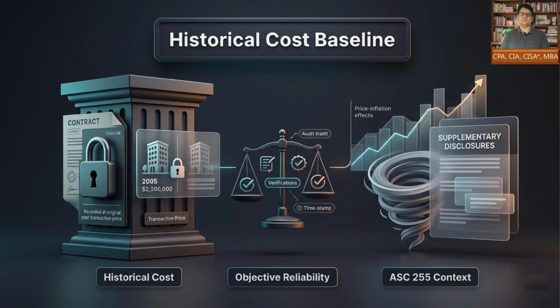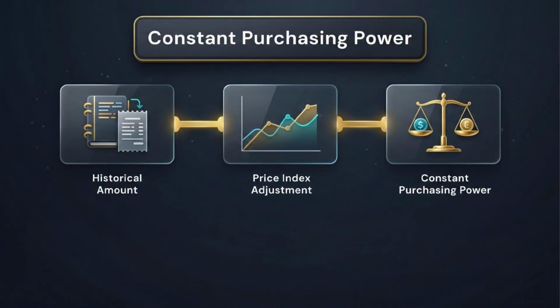Constant purchasing power solves a different problem. It says that dollars from different periods may not have the same buying strength. So, amounts can be restated using a price index, commonly the consumer price index for all urban consumers, to express them in units with the same purchasing power. This does not rewrite the original transaction, it changes the measuring unit so that users can compare amounts across periods more meaningfully. Think of it as putting old dollars and current dollars on the same scale.